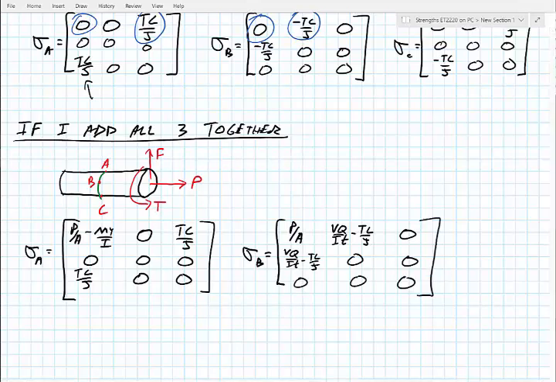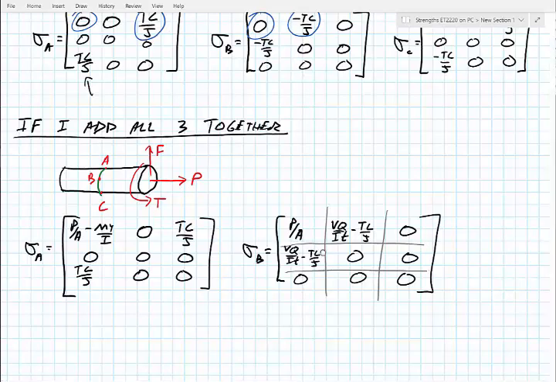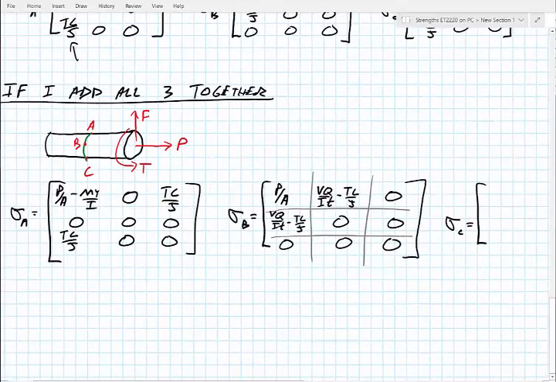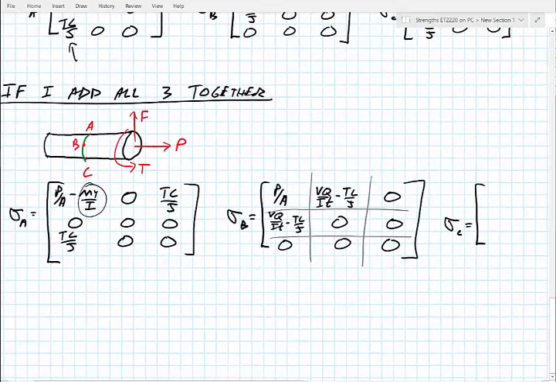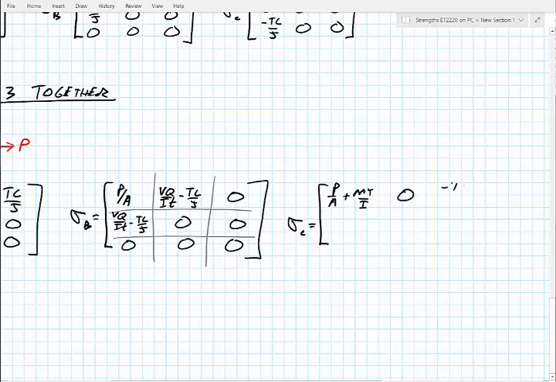It's kind of messy trying to keep all this straight. Hopefully you're seeing this okay, and I don't need to put in these extra little bits, but maybe if it's helpful in your notes, do it. And last but not least, our stress tensor for point C looks a lot like A. The only difference is I have a change in signs on this My over I, so I have to add those together. So from my pulling, I have P over A, and then I'm adding my bending, My over I, 0. I have my torsion minus TC over J, 0, 0, 0, minus TC over J, 0, 0.